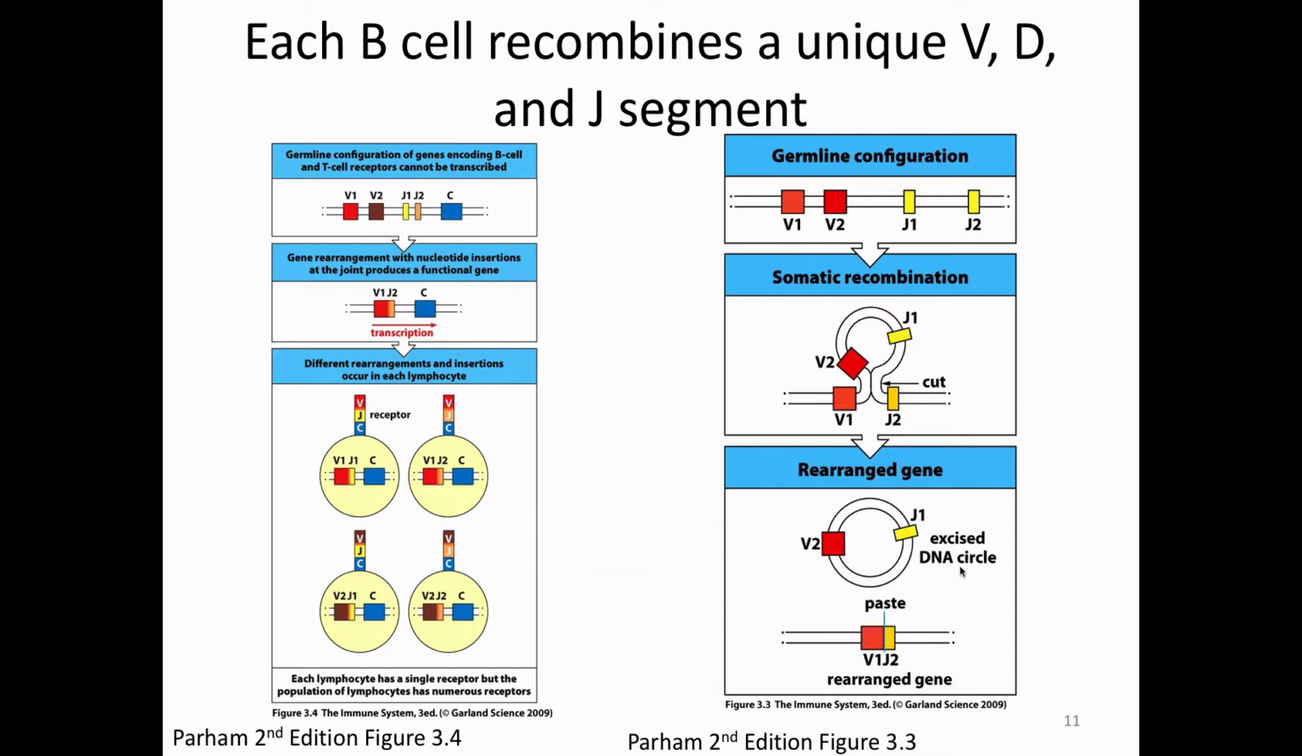Are you sure that it's random? Yup, it's totally random. This is a random selection of V's and J's, or V's, D's, and J's that are combining together, and it's just a numbers game that we get them all made.